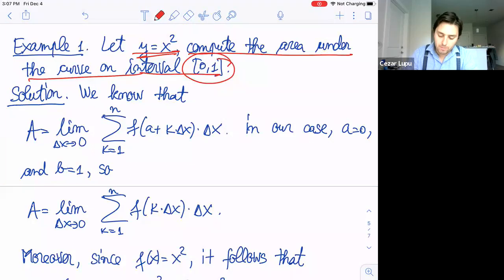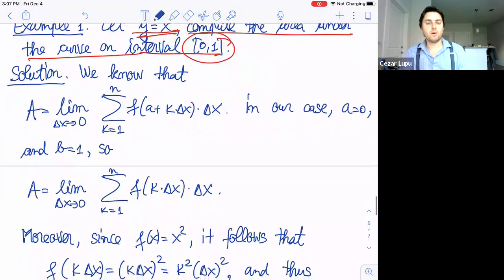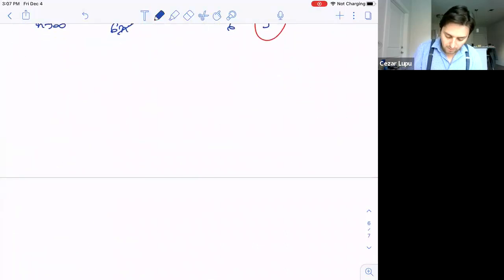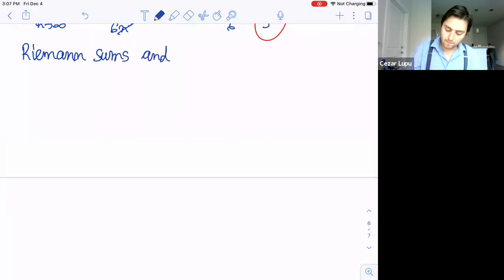All right, now let me veer towards one of the most important material that we will cover in this chapter. Now I would like to veer towards the Riemann sums and the definite integral. So let's talk about this. The Riemann sums and definite integrals.